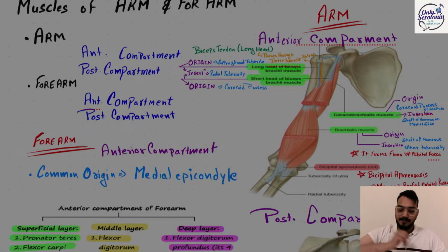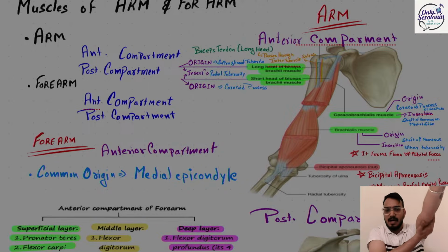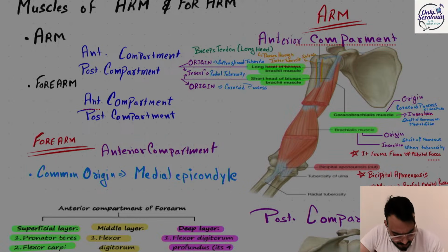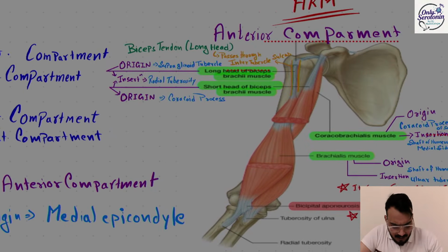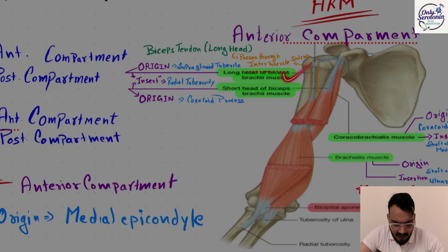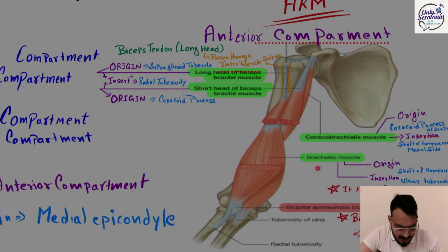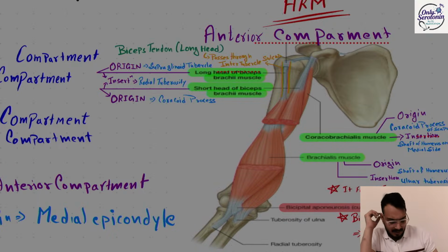Okay, guys. So let's start the muscles of arms and forearms. First of all, arm. Arm is having two kinds of compartment, guys. One is anterior compartment and another one is posterior compartment. In anterior compartment of the arm, you are going to see the long head of the biceps muscle, short head of the biceps muscle, coracobrachialis, brachialis, and aponeurosis of the biceps, right?